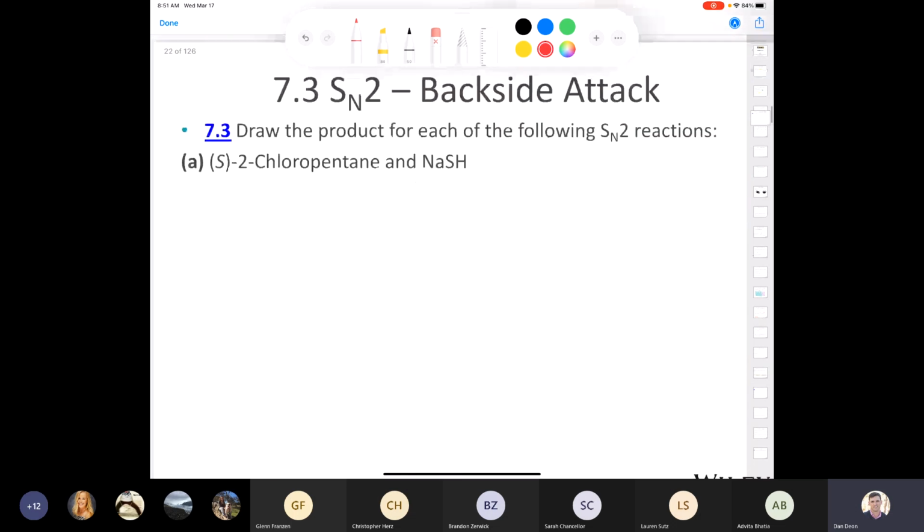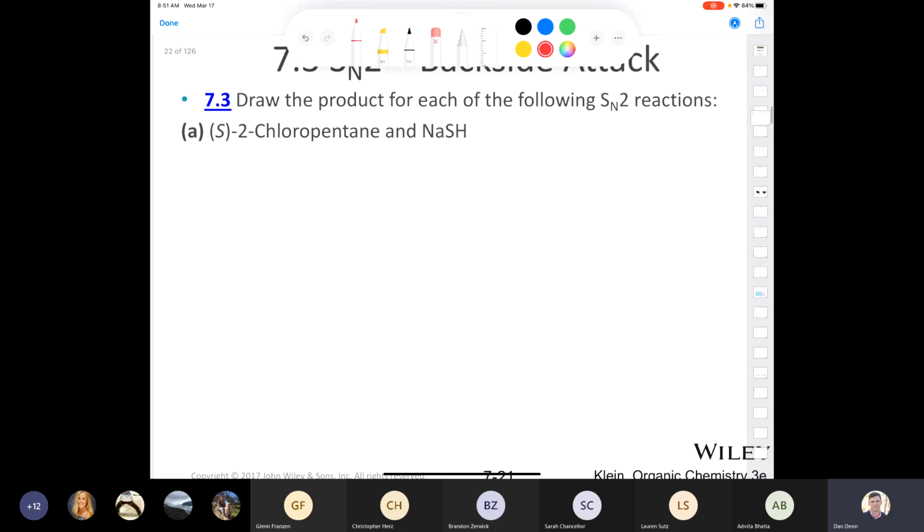Let's try a practice problem. Here would be a great practice problem for somebody studying chapter 7. This would be a really good beginner problem. It says, draw the product for each of the following SN2 reactions. Well, I only got one on here anyway. So we have S-2-chloropentane reacting with sodium hydrosulfide.